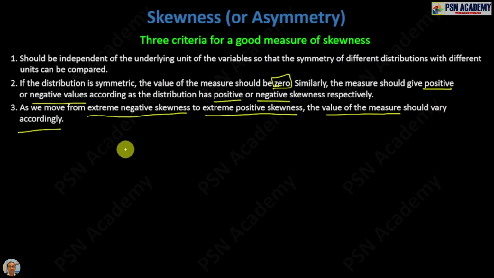That means the value should change. It will not remain stagnant at any location, right? That means if you have an extreme negative skewness, it will look like this. If it is extreme negative, and this skewness is moving towards positive skewness, extreme positive skewness will be like this, right? So it is moving from this figure to this figure. Then the value of the measure, what you are actually following, must change.